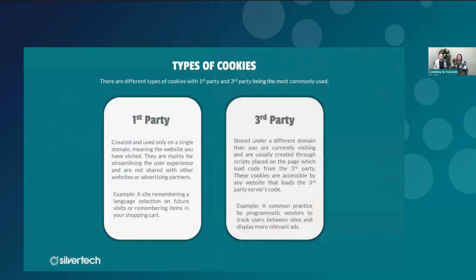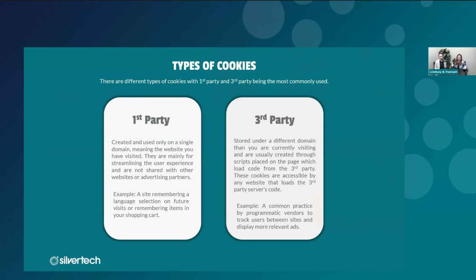And then there's also different types of cookies, just like how there's a sugar cookie versus another type of cookie. So when we're talking about these files on websites, there are many different types of cookies. The most common ones used, especially in marketing, are first and third party. First party are cookies that are created and used on that single domain.